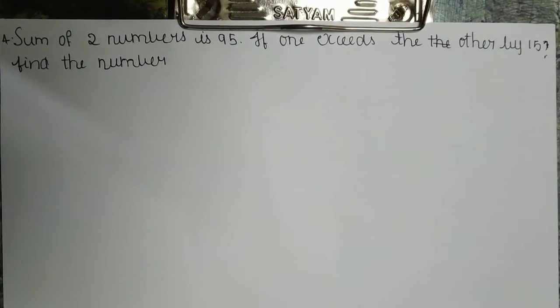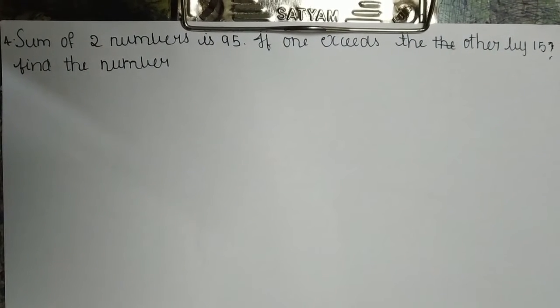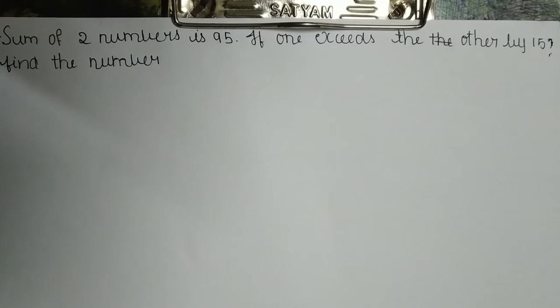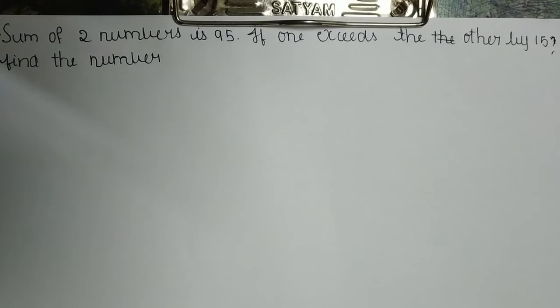Functions in one variable, 2.2, fourth sum. The sum of two numbers is 95. If one exceeds the other by 15, find the numbers.